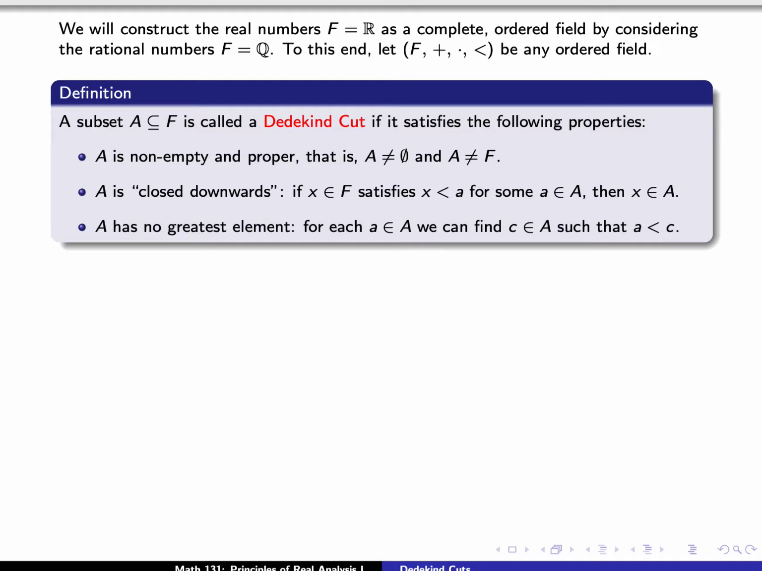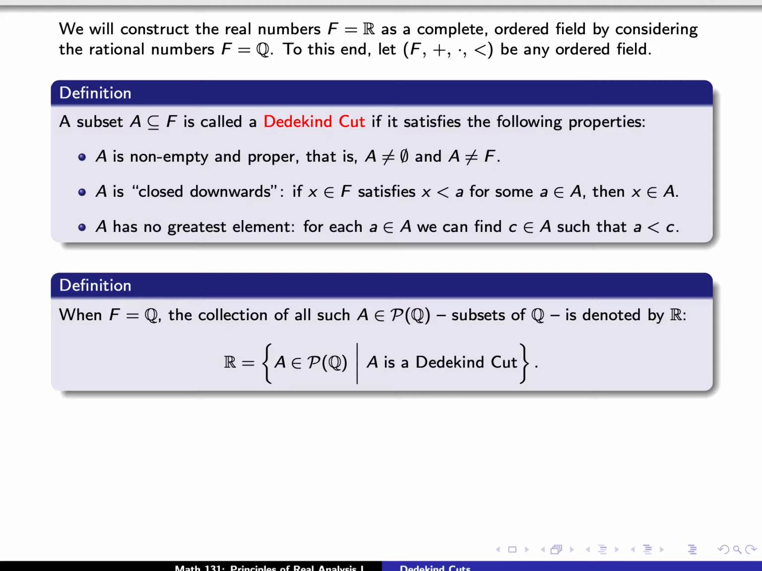Second, our set should be closed downwards. That means the following. Given an x in F that satisfies x less than a for some element lowercase a in capital A, then this element x must be in the subset A. Third, our set has no greatest element. That means, given any element lowercase a in our set capital A, we can find an element c in our set capital A such that a is less than c.